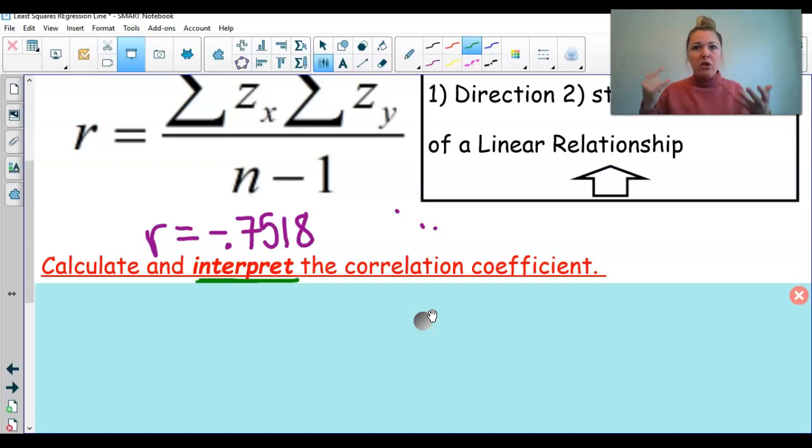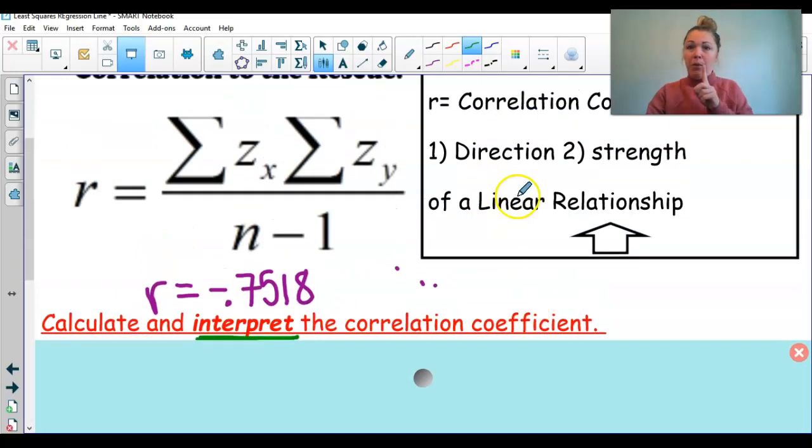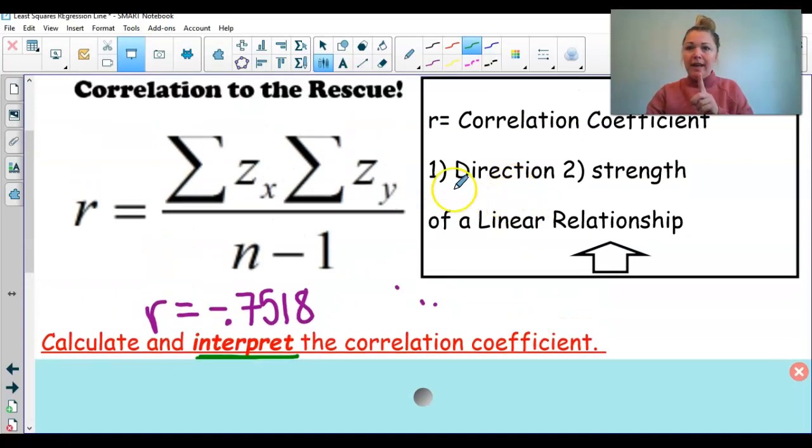How would it change for a different type of problem? So remember I talked about what correlation coefficient is? It is your direction and your strength. So you can see because it's a negative number here, that's telling us we have a negative relationship. And then our strength, how strong it is, okay? 0.7518, what does that mean?